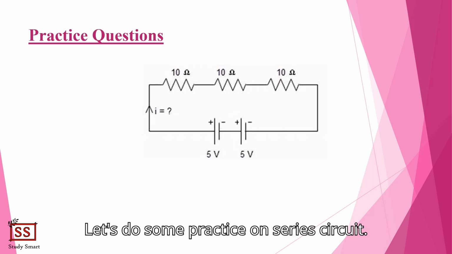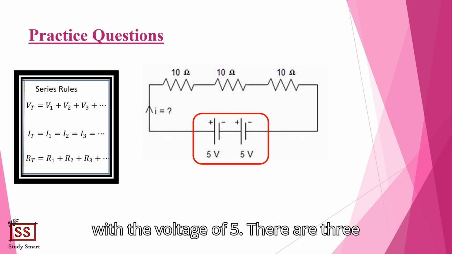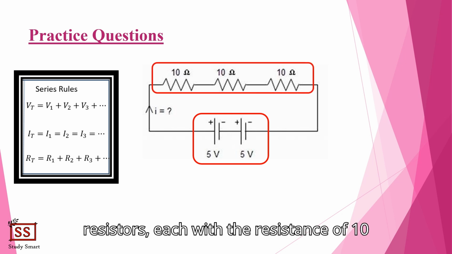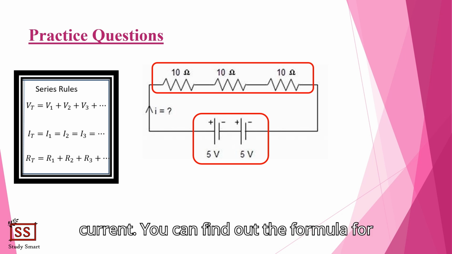Let's do some practice on series circuit. Over here, we have two batteries, each with the voltage of 5. There are 3 resistors, each with the resistance of 10 ohm. The question is asking for the current.